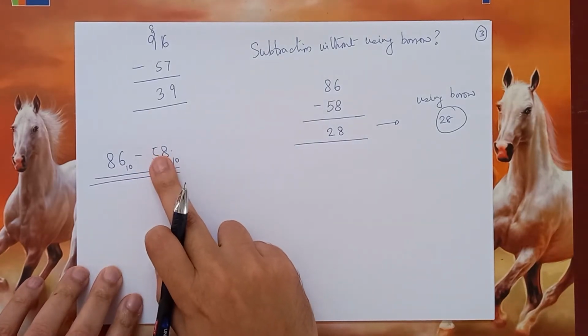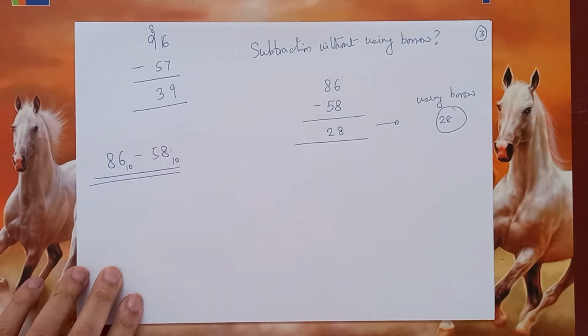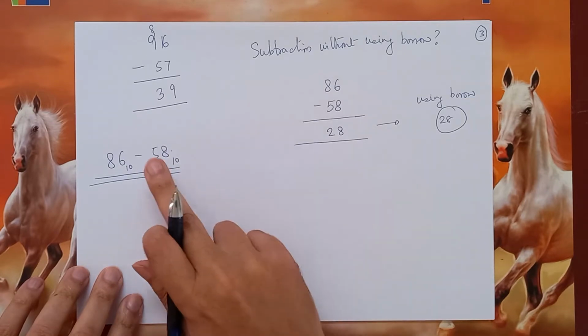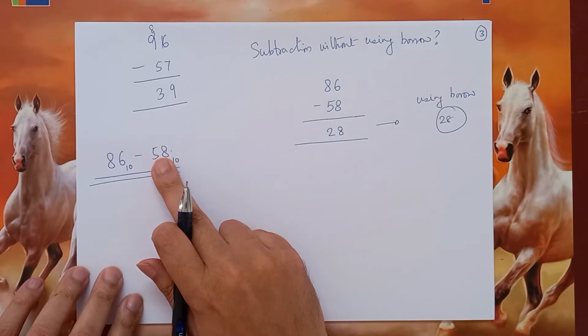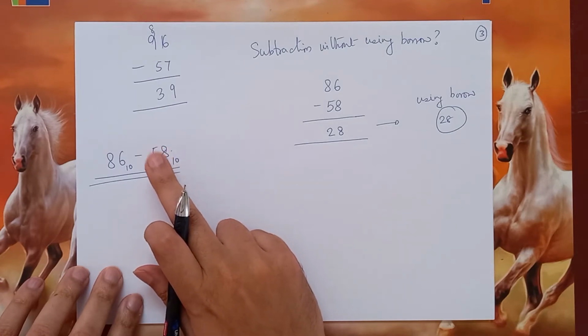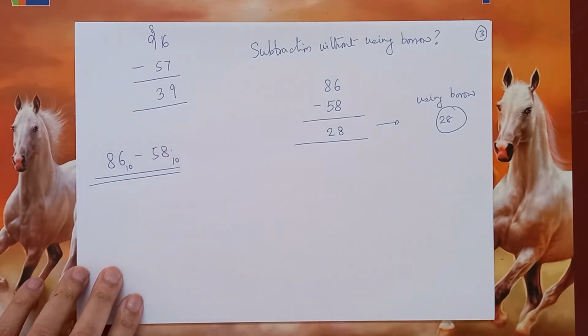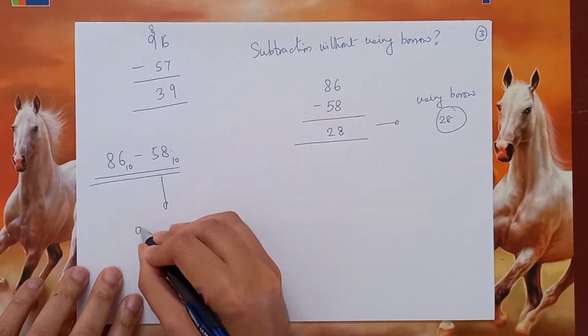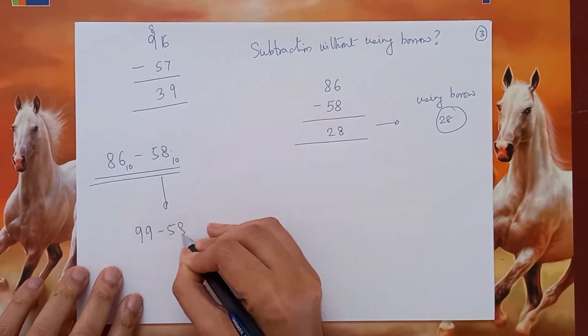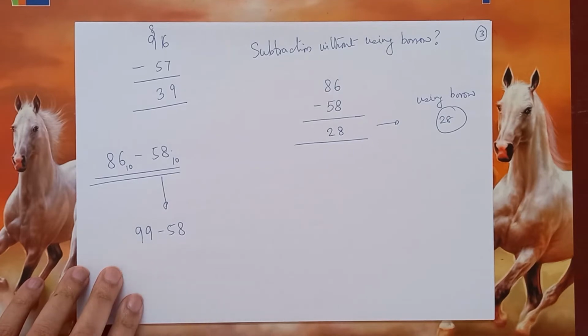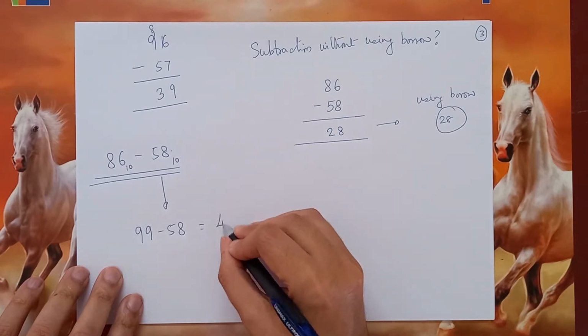I will look at the second number, that is 58, and subtract it from the largest two-digit number. So which is the largest two-digit number? The largest two-digit number is 99. So what I will do is subtract 58 from 99. In this case, there will never ever be a borrow because this is the largest possible two-digit number. So the answer is 41.